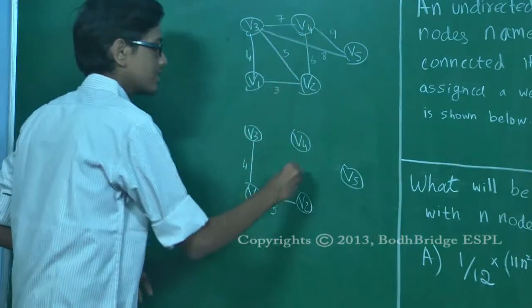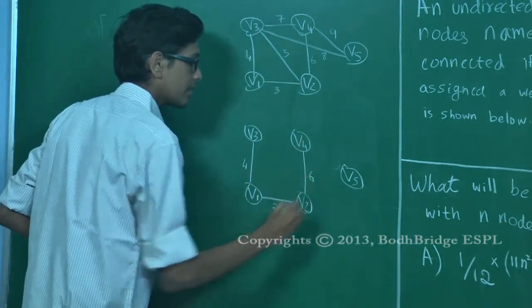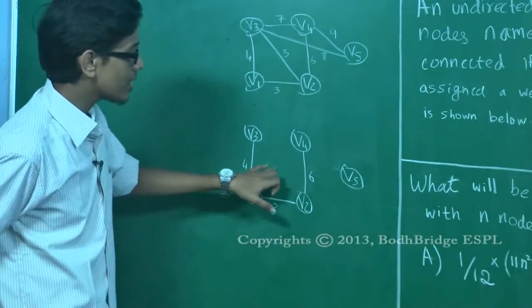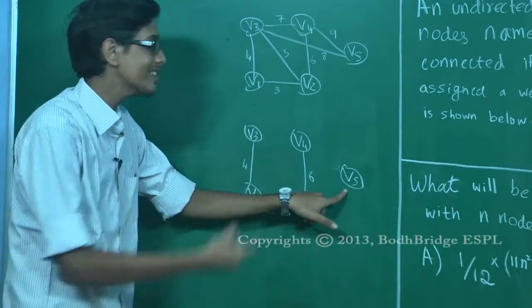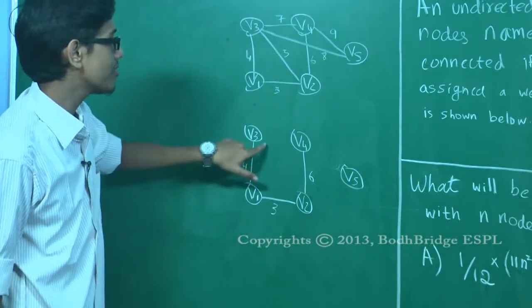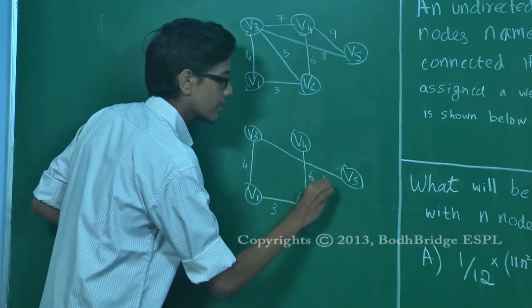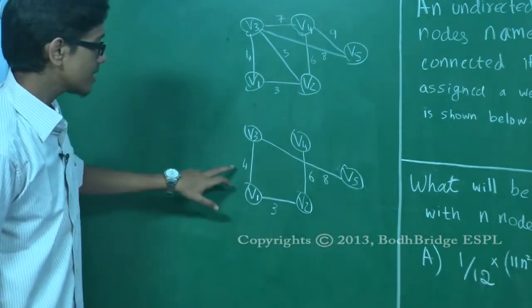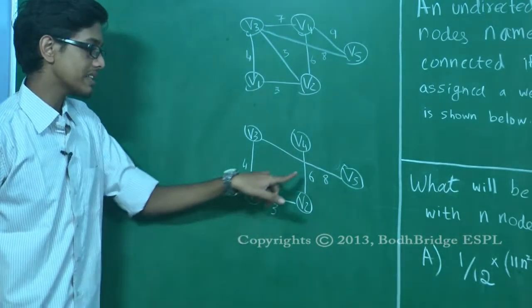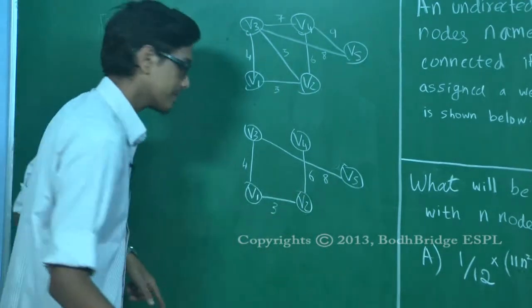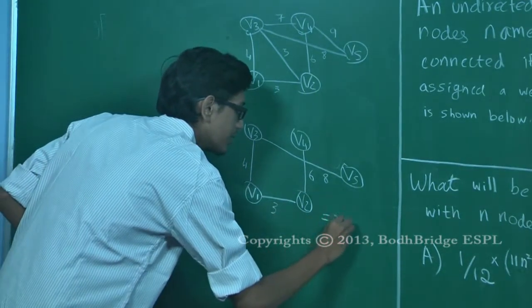The next smallest is 6. We still need to keep adding because V5 is still not discovered. The next smallest is 7, but it forms a cycle, so don't add it. The next smallest is 8, so add it. So the cost of this tree is 4 plus 3, 7, 7 plus 6, 13, 13 plus 8 is 21. So the cost is 21.